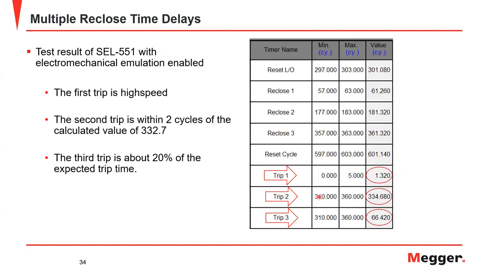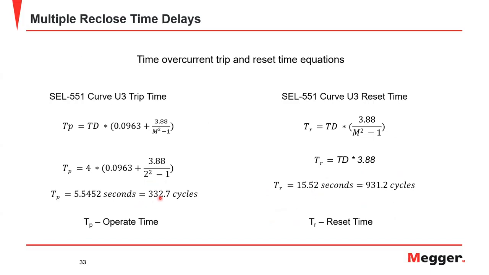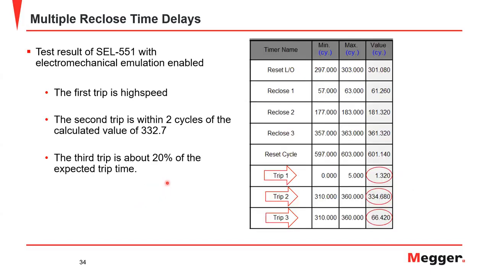Okay. Trip time 2. So I simulated a trip, I simulated a reclose and a restrike. Actually measured 334 cycles. Okay, so we looked just a moment ago and we said it was going to be 333. And now we're measuring a little over 334. When you add the propagation time, that's pretty close. And then we get to fault number 3. And oh my, we had a 66 cycle fault time.